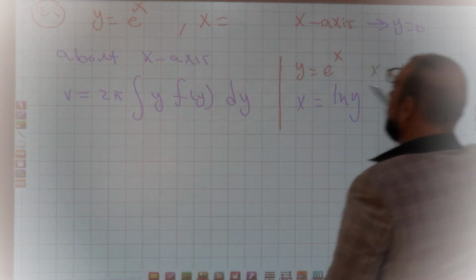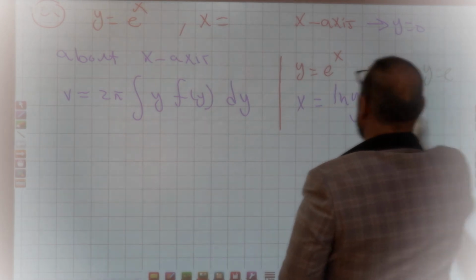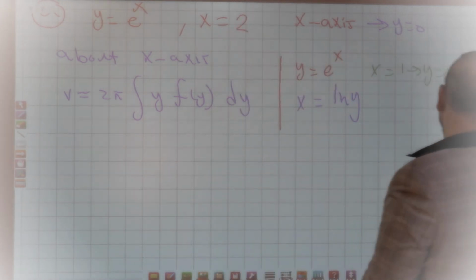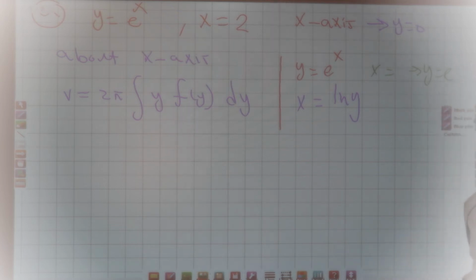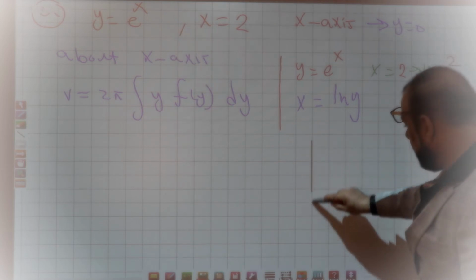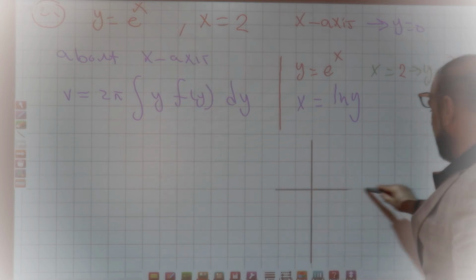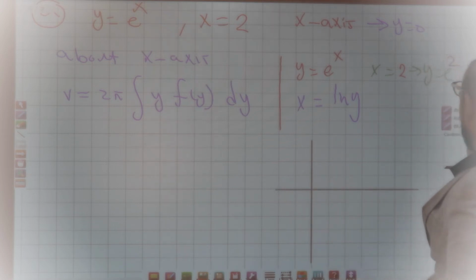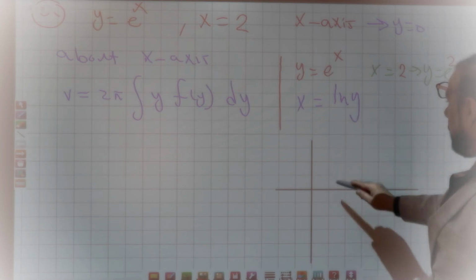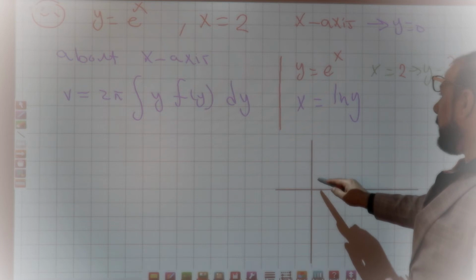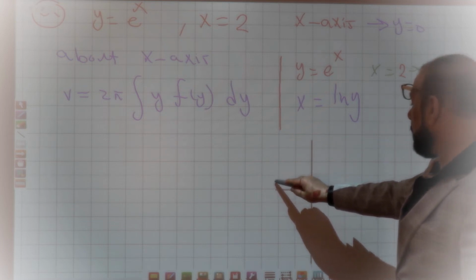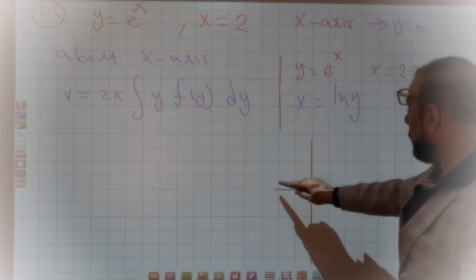X equals 2, to make it a little bit smaller. When x equals 2, y equals e squared. Right? Now, if you graph ln y, how do we graph ln, guys? The ln function, sketch it. You graph it when y, right? Ln y is going to be like this. Graph y equals e to the x, which is the same as look here.